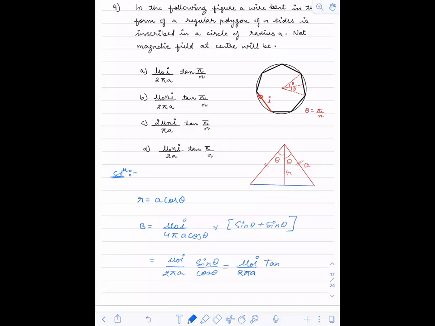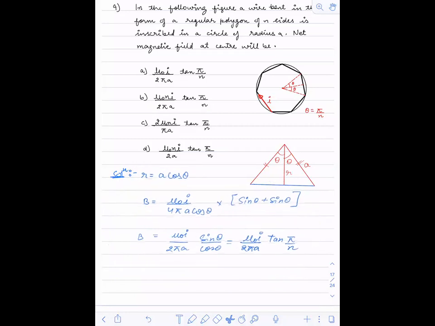Now what is the theta value? It is pi by n. Is this okay now? Any doubt? Now this is for one side. For n sides, what will you do? This is for one side only.